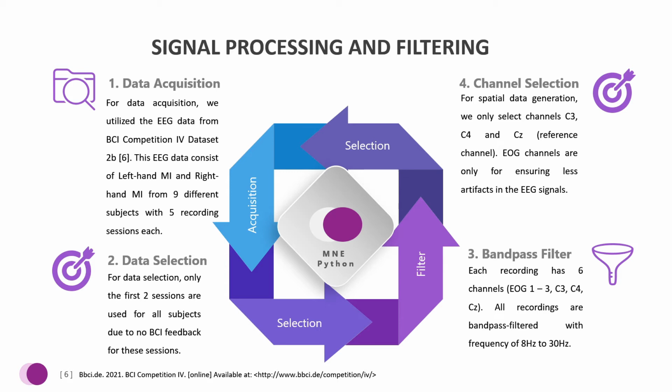Then, by utilizing the MNE module in Python, we bandpass filter all 6 channels for each recording. All recordings are bandpass filtered with a frequency of 8 Hz to 30 Hz. As for spatial data generation, we only select channels C3, C4, and CZ, which is the reference channel. All EOG channels are only for ensuring less artifacts in the EEG signals, hence why we do not use them to generate our spatial data.